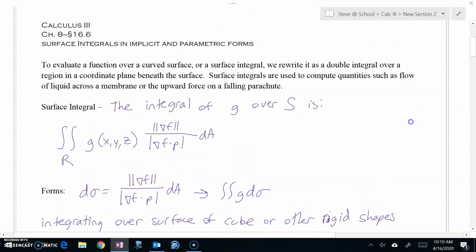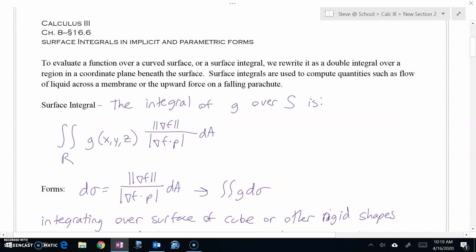Today we're going to look at surface integrals in both the implicit and parametric forms. We just did surface area of shapes. Now we're going to look at evaluating a function over a surface. To do that, they're used to compute quantities such as the flow of liquid across a membrane or upward force in a falling parachute. A bunch of different reasons for doing surface integrals.